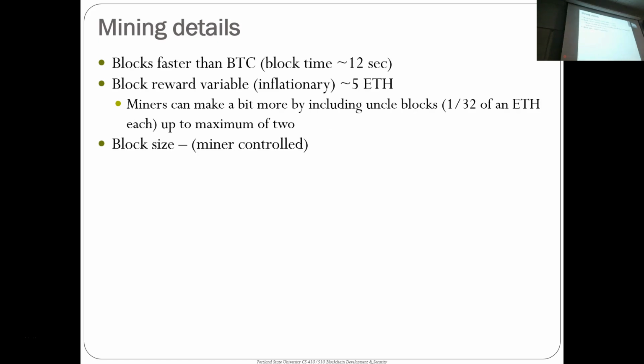Okay, so the blocks go much faster than Bitcoin. The block time is about 12 seconds. The amount of currency that a block will generate is variable. So the money supply is not restricted in Ethereum. It's inflationary. Right now it's around 5 ETH to mine a block. And if you mine a block that's ultimately not going to be used, you get 1/32 of an ETH. So you get some money back. And then eventually you'll want to mine the one that everyone else is mining. And then the block size is miner controlled. And I think that's done with the limit.